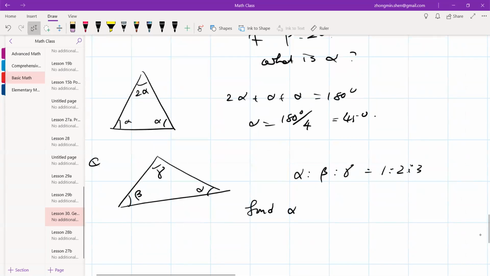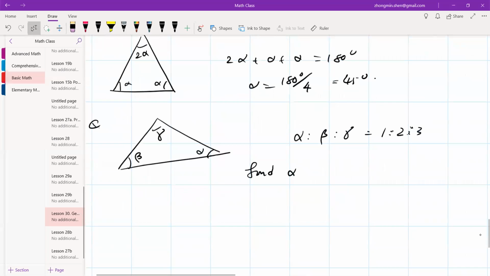So the ratio alpha to beta to gamma is going to be 1 to 2 to 3. All right, got it? Do you understand the question? Can you determine the smallest angle? Alpha. Wait, when you're precise, if you're in honors. Alpha equals 1, beta equals 2, gamma equals 3. The ratio, then it's 1.